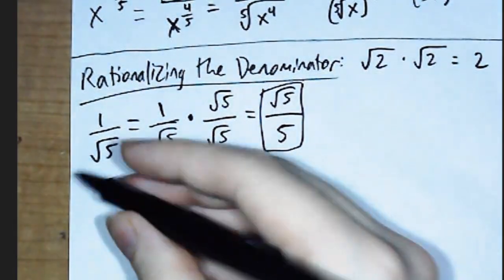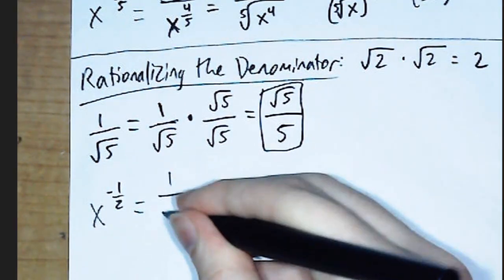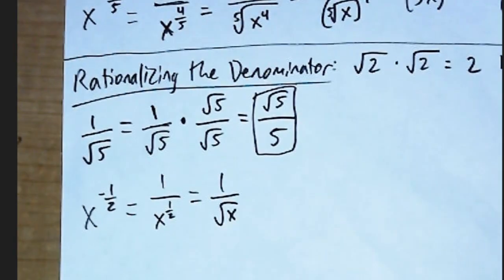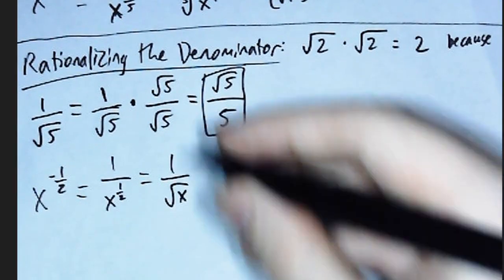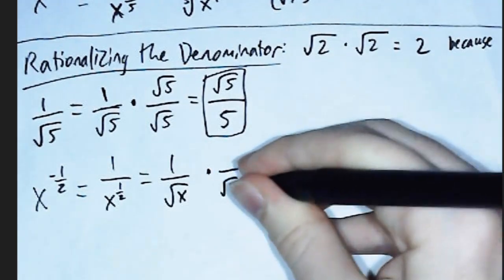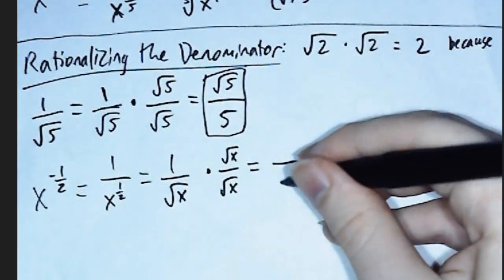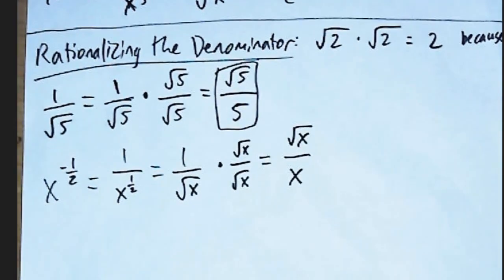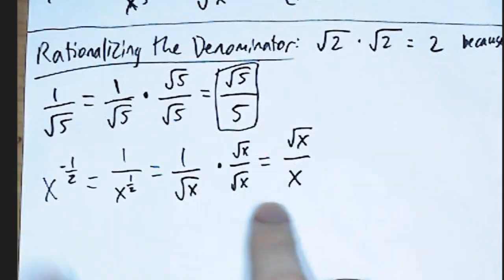All right, anyway, x to the negative 1/2 is going to give us 1 over x to the 1/2, which is going to give us 1 over the square root of x, which means to rationalize the denominator, we have to multiply both the top and bottom by the square root of x. That way this will get rid of the square root, and we're left with what's underneath, which is x. And on the top we have 1 times square root of x, which is the square root of x. And again, this also follows the same property that we discovered up here.